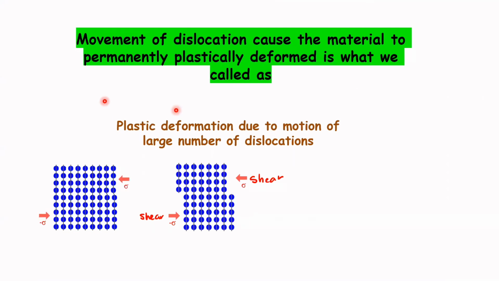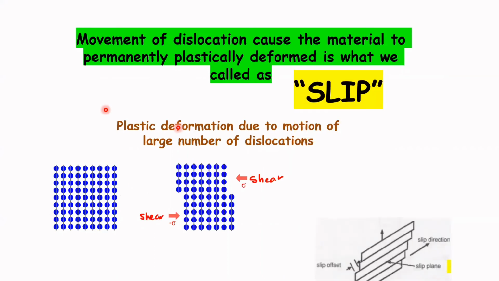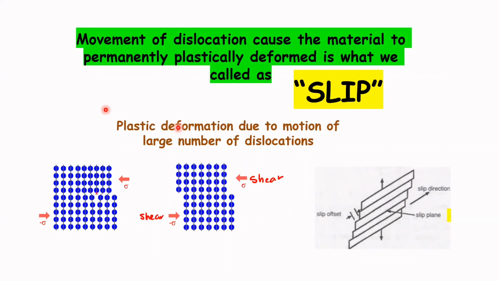So let us first define what slip is. We can define slip as the movement of a dislocation that causes the material to permanently, plastically deform. And as the shear continues through the lattice, as we can see in the animation here, the plane is moved all the way through the lattice until it emerges on the other side. The planes on which slip occurs are what we call slip planes, and the directions of the shear are called slip directions. The slip planes and directions are characteristic of the crystal structure of the material.